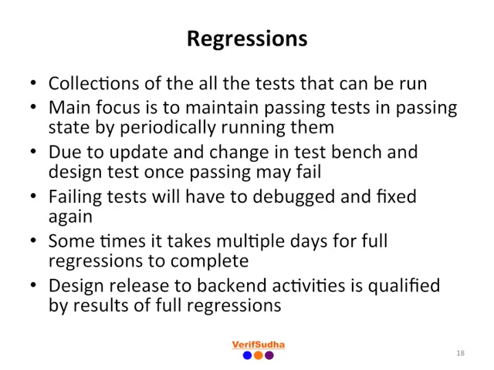As the project races towards the completion, total tests in regression grows. It's not uncommon that a full regression for a project nearing completion can take multiple days. For every design release to the backend activities, functional correctness is signed off based on the results of regression. Efficiency of the regression system is key to the effectiveness of overall verification project. Next, let's look into how to debug the failures of regression in a bit more details.